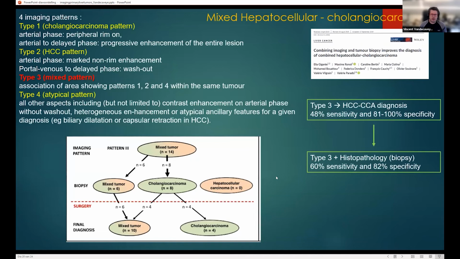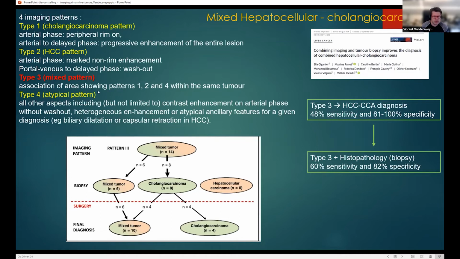How should we incorporate this in clinic? We don't know really well, but there was this very interesting study from the group of Valérie Vulgrin in collaboration with Valérie Paradis. They looked for 4 imaging patterns: type 1, the typical cholangiocarcinoma pattern; type 2, the typical hepatocellular carcinoma pattern; type 3, the mixed pattern. And that's a bit in the same way as what we saw in Leuven. And then type 4, an atypical pattern.